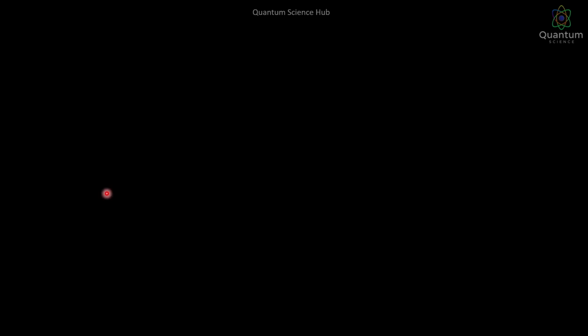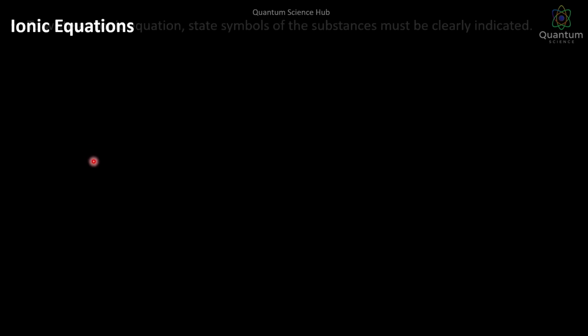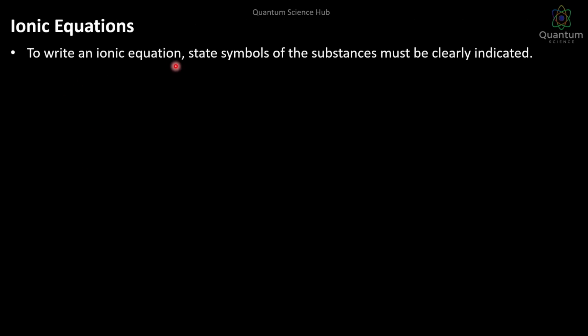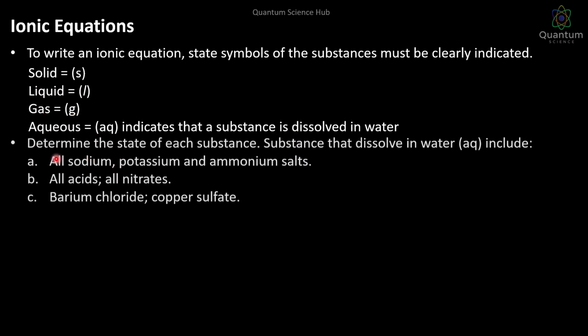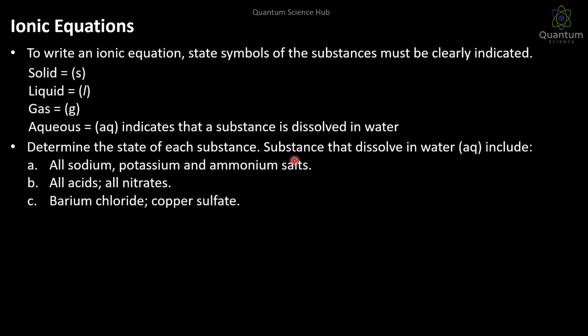Okay? Now let's talk about ionic equation. To write an ionic equation, state symbols of the substances must be clearly indicated. Solid, the symbol is S, liquid L, gas is G, aqueous, it means it is a substance that can dissolve in water, AQ. Okay? Next, determine the state of each substance.